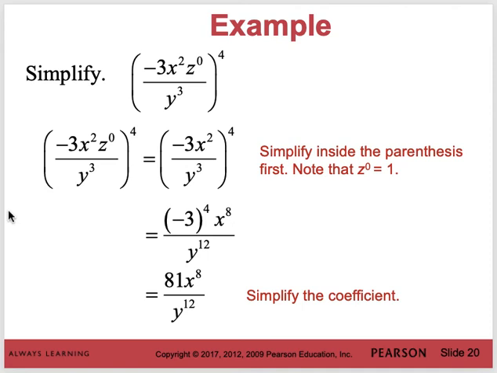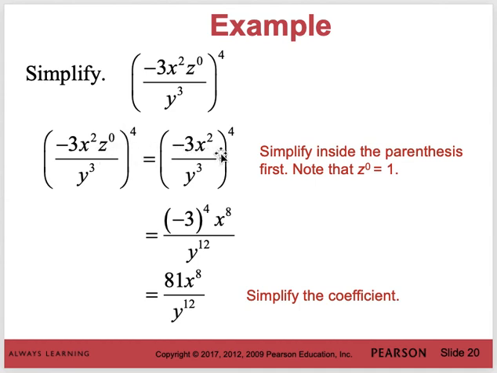Last example here, we are asked to simplify, so we have to use some of these rules that we've learned in the previous section to do so. We are asked to simplify -3x squared times z to the 0 power divided by y to the third, all raised to the 4th power. So we can simplify inside the parentheses first. If we do that, we can see z to the 0 power would be equal to 1, so that would cancel out.